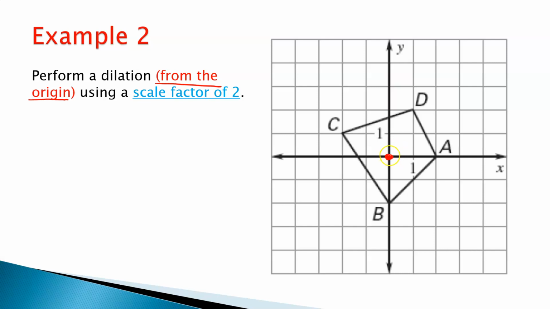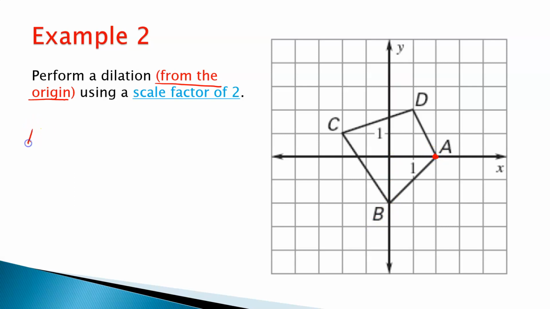Again, think of somebody placing TNT, some dynamite at the center of your graph, and it's going to blow everything away from that center, right? If my dilation has a scale factor of 2, it should expand everything away from that center, in this case 0, 0. So let's take all of our coordinates from before.